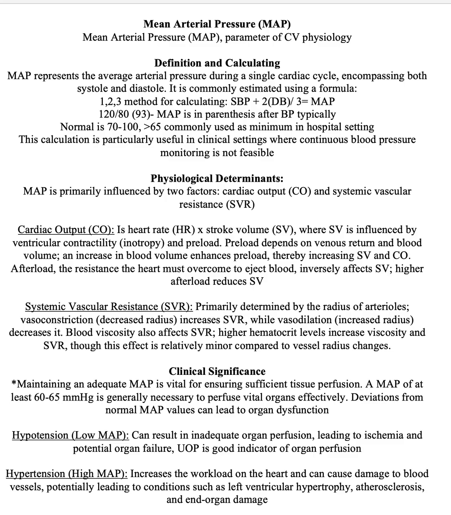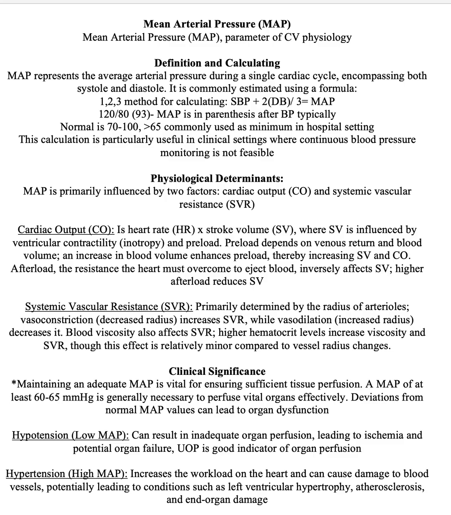A normal MAP is roughly 70 to 100. In the hospitals, typically over 65 is used as the minimum target. If you've seen in the ICU, they'll commonly say titrate the levofed or norepinephrine to a MAP of greater than 65 at minimum. So this is essentially useful in settings where continuous blood pressure monitoring is not available, and you want to estimate just how much perfusion your patient is getting.